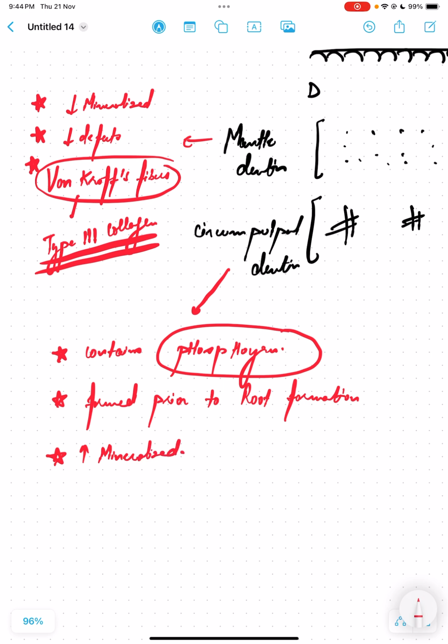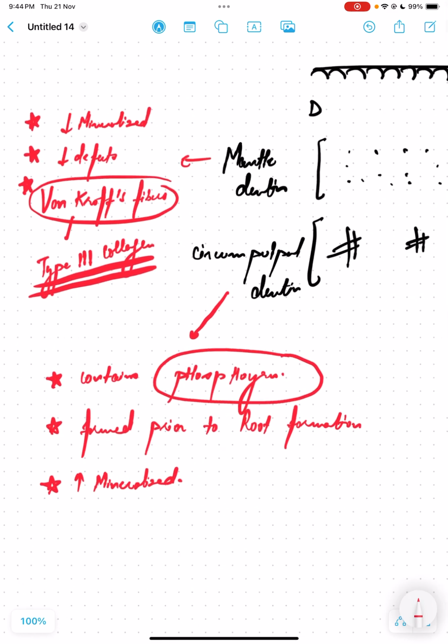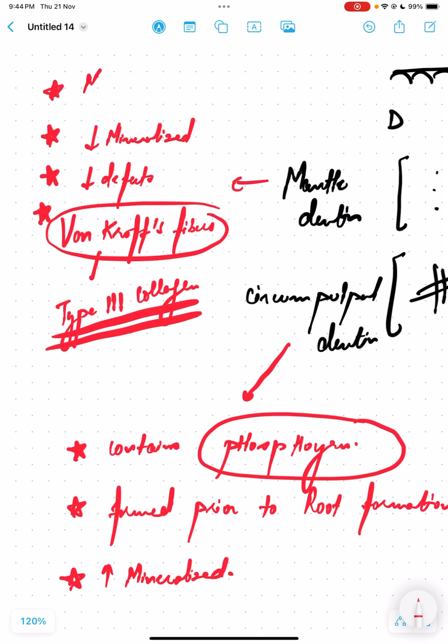Okay, so all of you have to remember these points. And one more important thing is that mantle dentine consists of matrix vesicles.